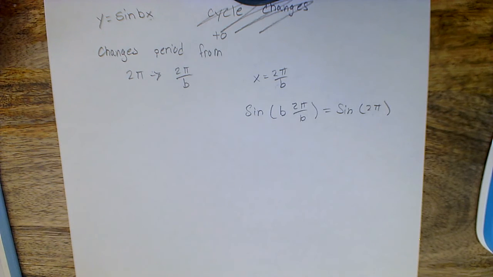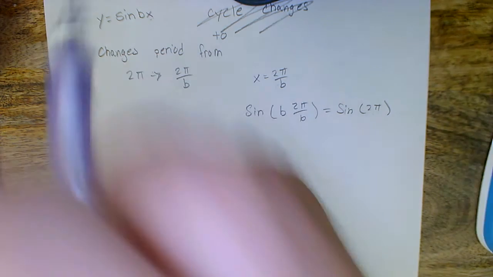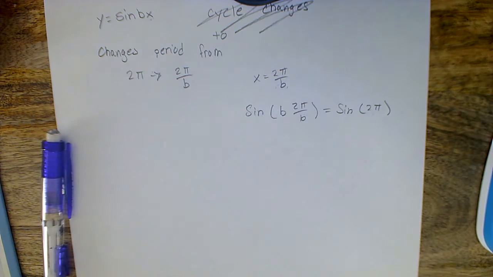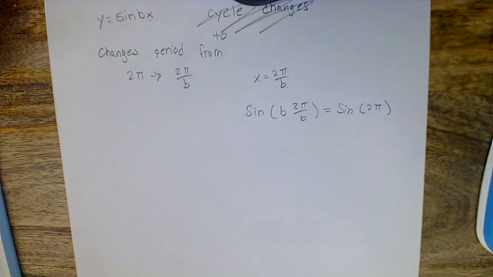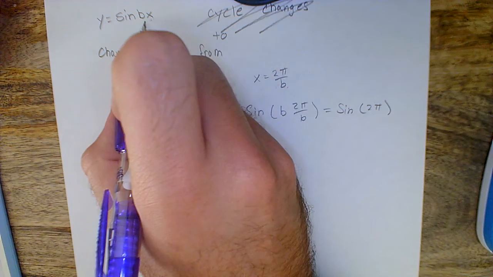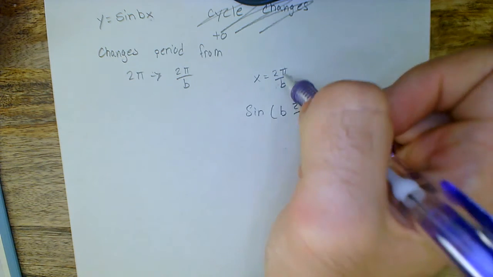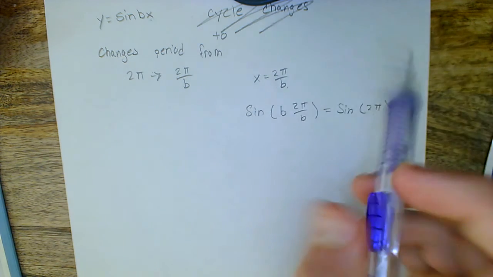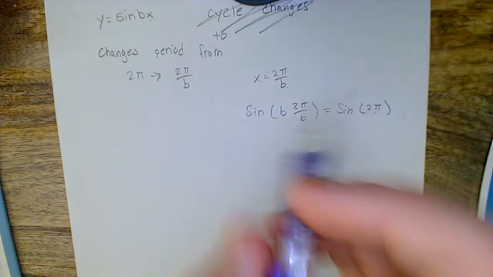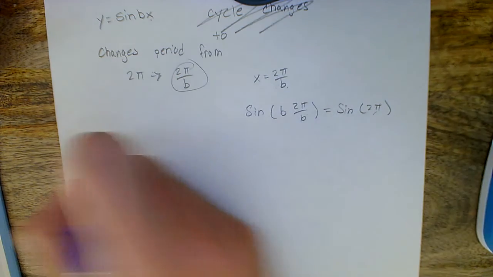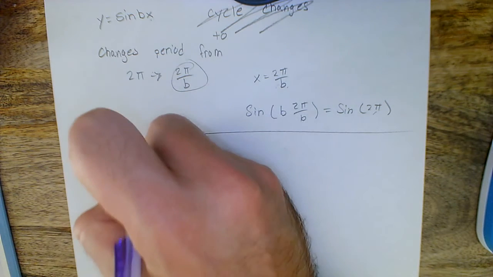Normally our period is 2 pi, but now if I have this b multiplied in here, you have to divide by b to make that your period. So if I put in sine of 0, I still get 0 back, but if I put in sine of 2 pi divided by b, I get sine of 2 pi, which is 0 back. So the new period is 2 pi over b. Let's go through that with an example here.